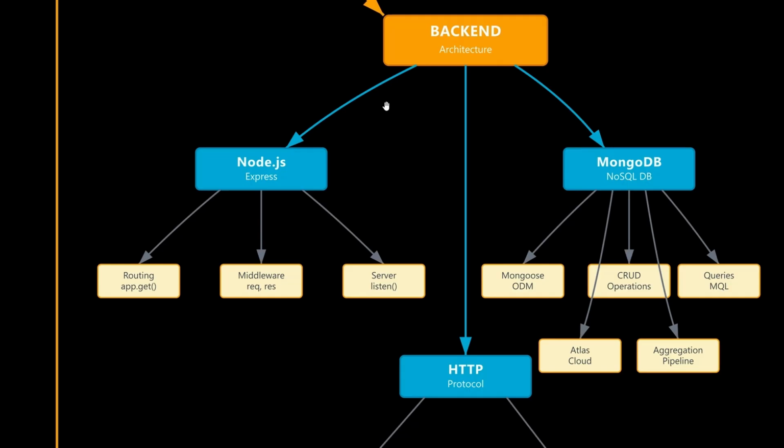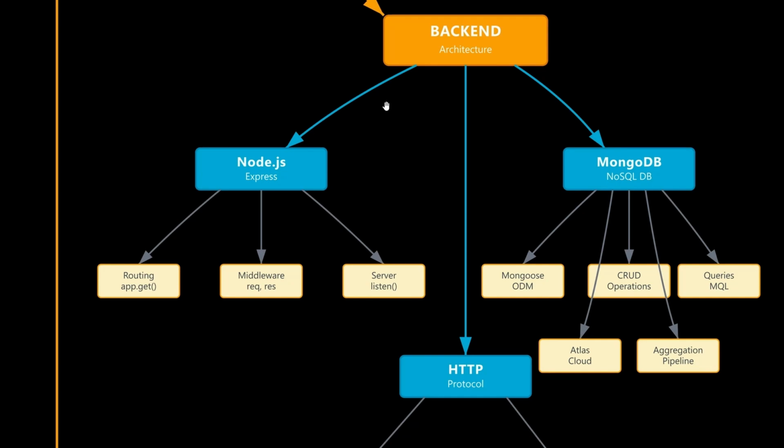So let's start with routing, which is how we define what happens when a user visits a different URL. We write routes like app.get to handle GET requests to the users endpoint, or app.post to handle login submissions. Middleware are the functions that process requests before they reach our route handlers.